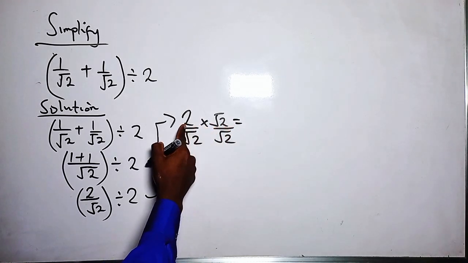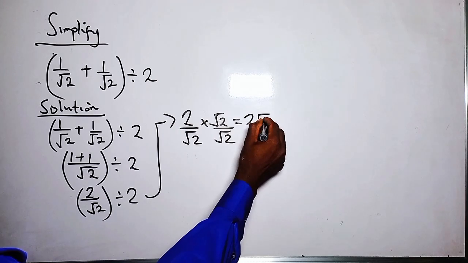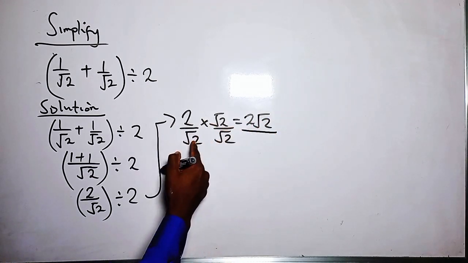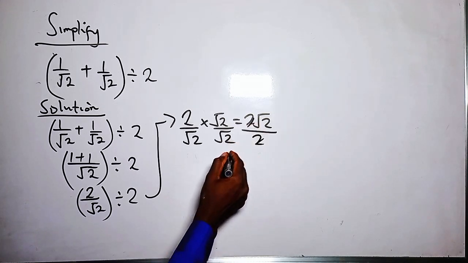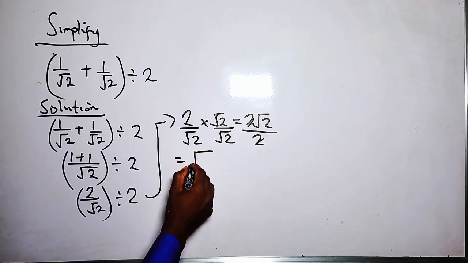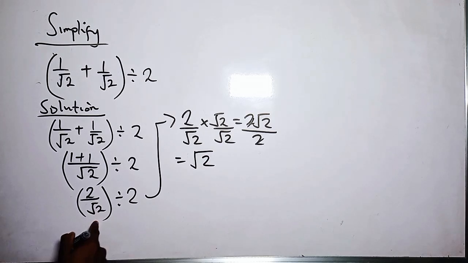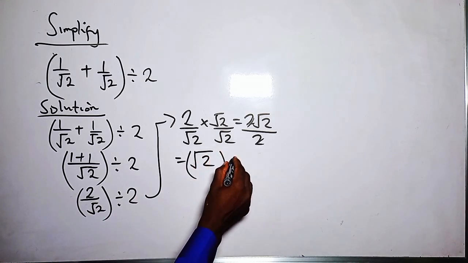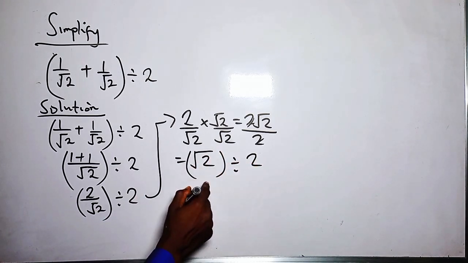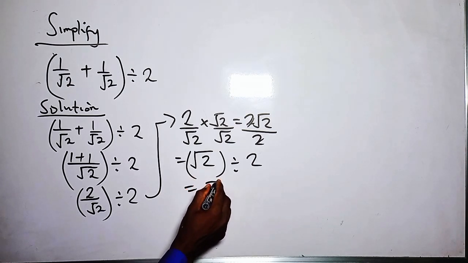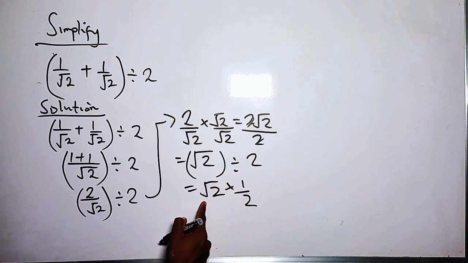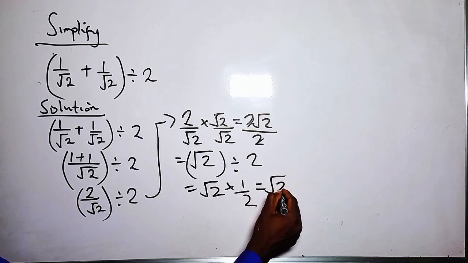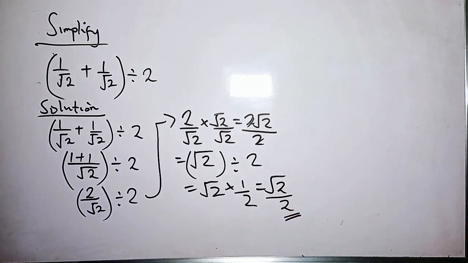When we do that, we say 2 times root 2, that is 2 root 2. Multiplying the same roots, we pick out 1. So we can simplify. When we simplify, we have root 2 as the result of this, and we are dividing our results by 2. Doing that, it's like saying root 2 times 1 over 2. So we have root 2 over 2.